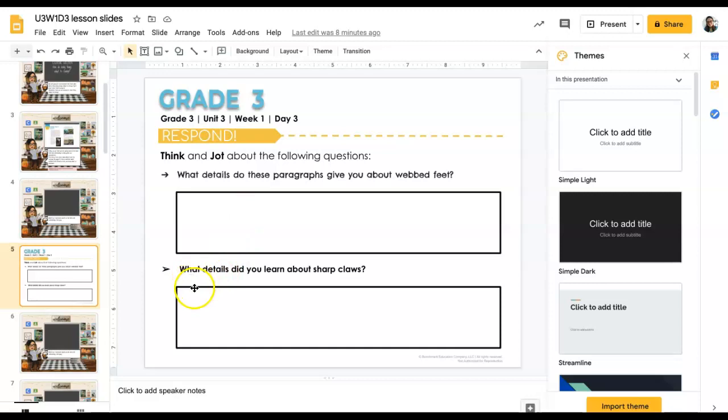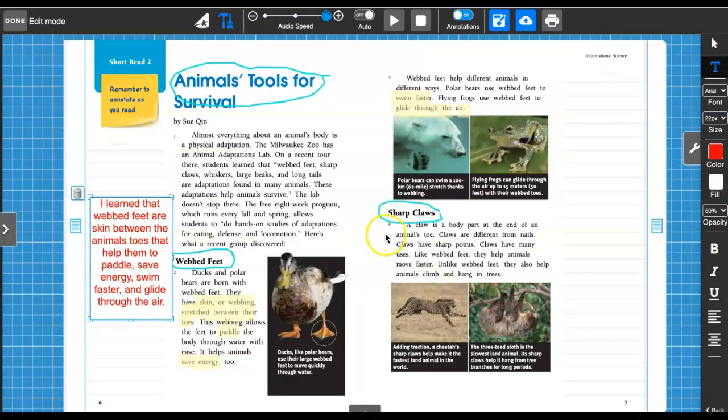Then you are going to answer the second question. What details did you learn about sharp claws? You're going to use the text. Find the subheading sharp claws. You're going to read it to find out information about what sharp claws are and how the animals use it to survive. Okay.